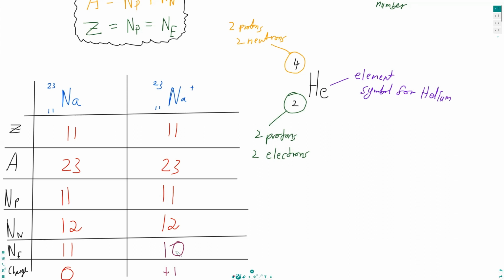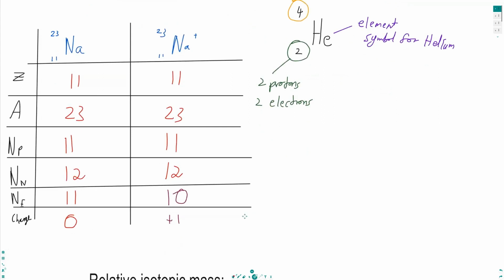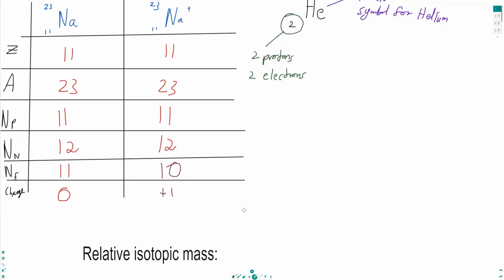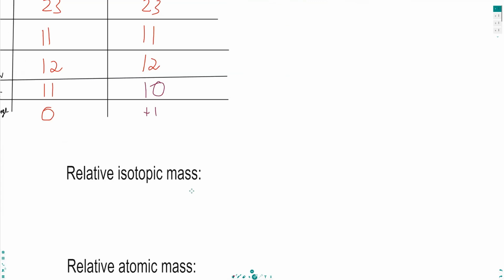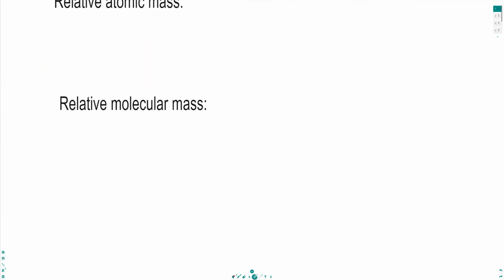Okay, so that was atomic structure. Now we're going to finish off by talking about atomic masses, and some other key definitions that you need to be aware of.